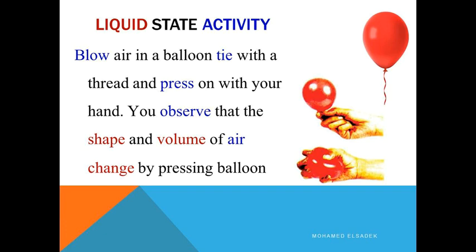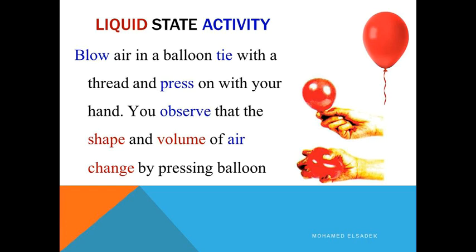Excellent. And finally, activity number 3. What is the objectives of activity number 3? To show that gaseous matter has an indefinite shape and an indefinite volume. Steps: number 1, blow air in a balloon and tie it with a thread. Number 2, press on the balloon with your hand. يعني ايه؟ اضغط على البالون بإيدك.